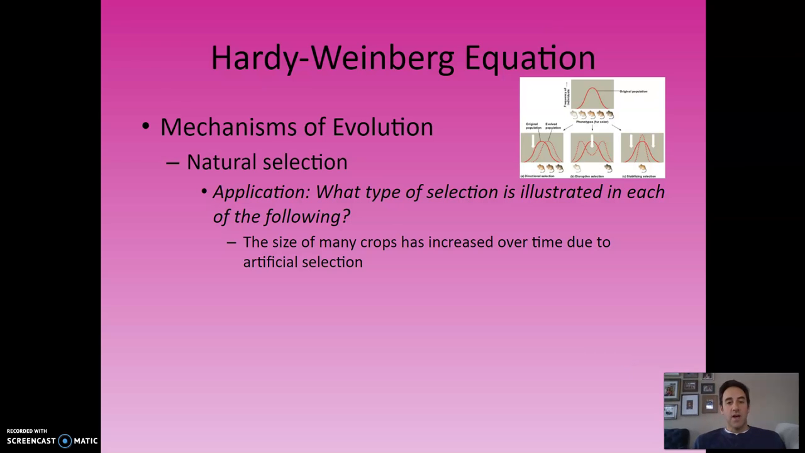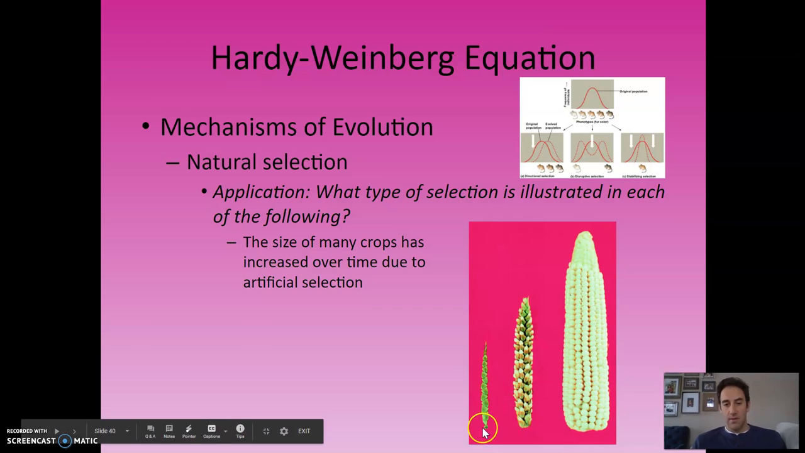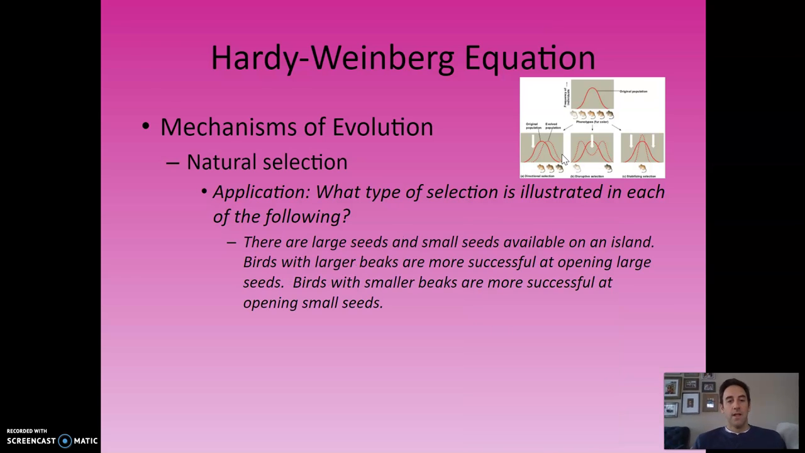The size of many crops has increased over time due to artificial selection. So here's some corn. This is the ancestor to corn. Doesn't look all that appetizing, and things have gotten larger over time. Which of these is it? Ding! Hopefully you said directional selection, because we're favoring the larger phenotype.